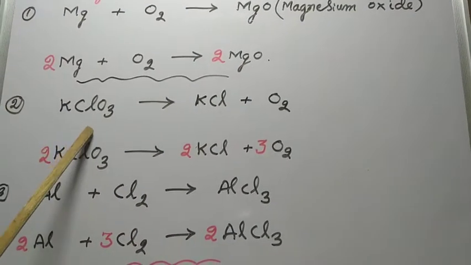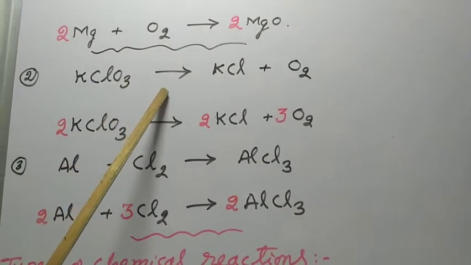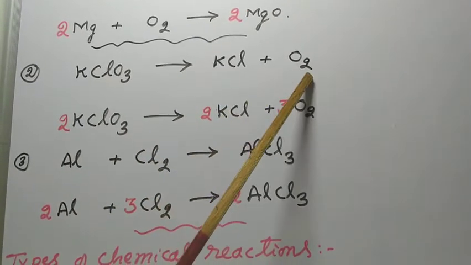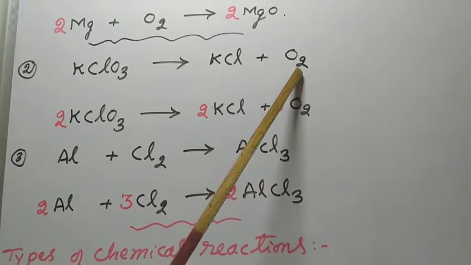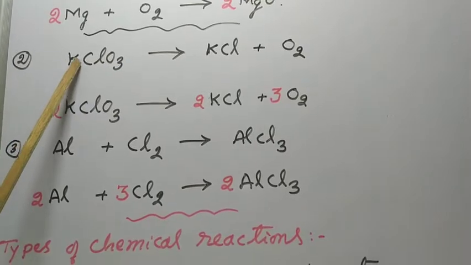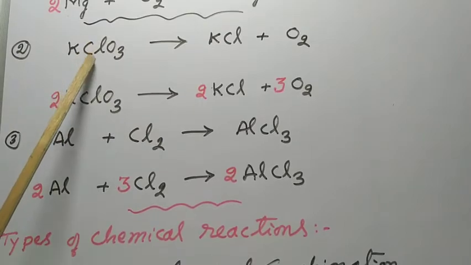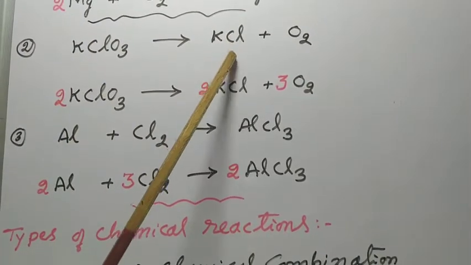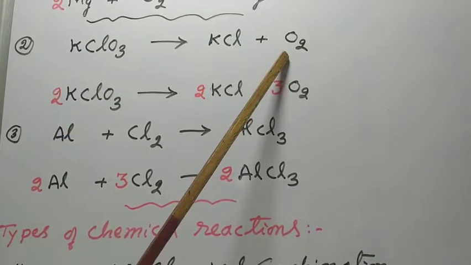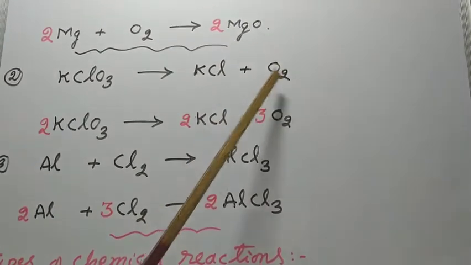Let us take the second equation. Potassium chlorate, on heating, decomposes to form potassium chloride plus oxygen, KCl plus O2. Count the number of atoms. First K, potassium: left hand side one, right hand side one, correct. Chlorine, one atom on the left hand side, one atom on the right hand side, correct. Oxygen, three atoms on the left hand side, two atoms on the right. So how to make this two? Not possible. It is a diatomic molecule.